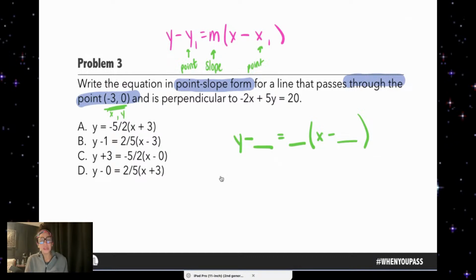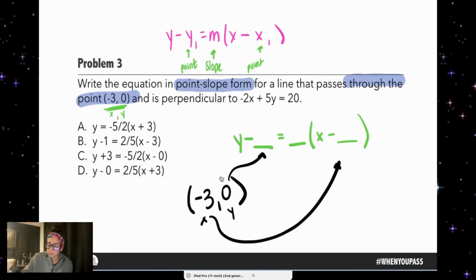Now, if you're an elementary teacher and you don't need to know how to do this, you still need to know how to do coordinate points. You still need to know that the x comes first and then the y. So I'm going to plug in 0 for my y, and -3 for my x. Y minus 0, x minus -3.